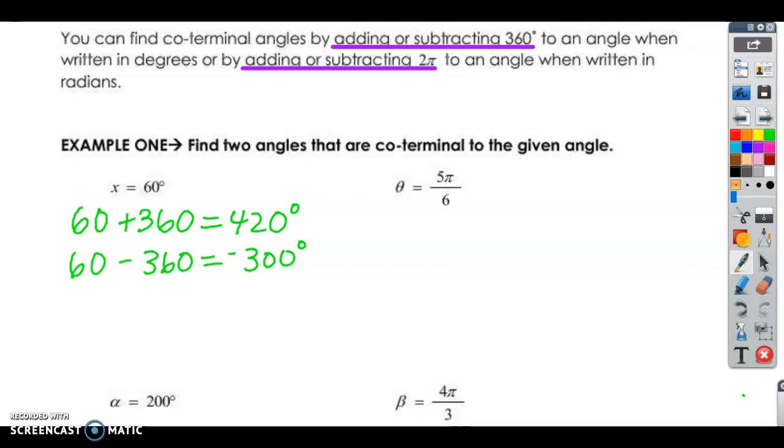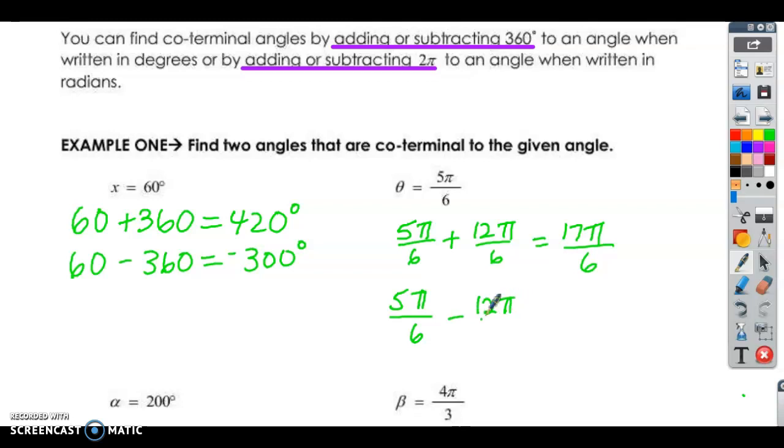Now, when you have an angle in radians, you have to add 2 pi. When you add 2 pi, you have to add it in with the same denominator. So 2 pi is equal to how many sixths? That's 12 sixths. That's equal to 2 pi. So I can add my 5 pi plus 12 pi, and I get 17 pi over 6. Same for if I want to subtract 2 pi. Well, I have to subtract 2 pi in terms of sixths, so I'm going to subtract 12 pi over 6, and 5 minus 12 is negative 7. So there are two examples of coterminal angles.